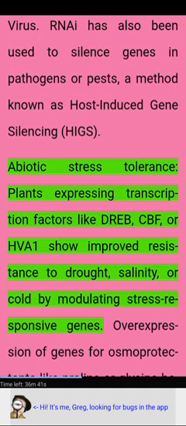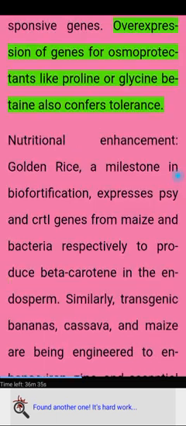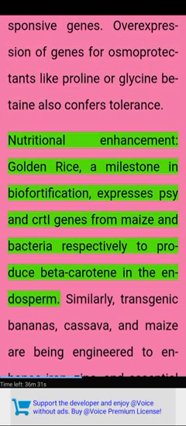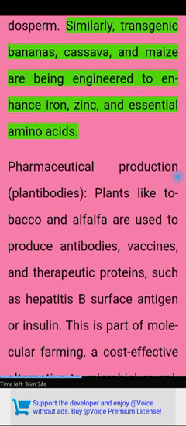Abiotic stress tolerance: plants expressing transcription factors like DREB, CBF, or HbA1 show improved resistance to drought, salinity, or cold by modulating stress-responsive genes. Overexpression of genes for osmoprotectants like proline or glycine betaine also confers tolerance. Nutritional enhancement: Golden rice, a milestone in biofortification, expresses Psy and CRTI genes from maize and bacteria respectively to produce beta-carotene in the endosperm. Similarly, transgenic bananas, cassava, and maize are being engineered to enhance iron, zinc, and essential amino acids.